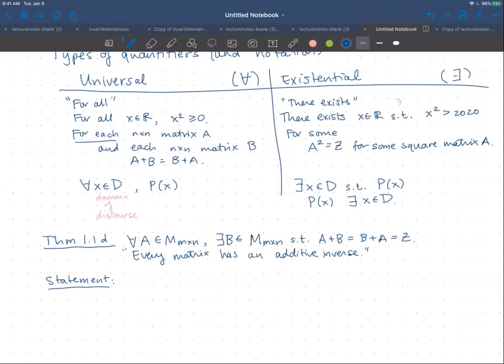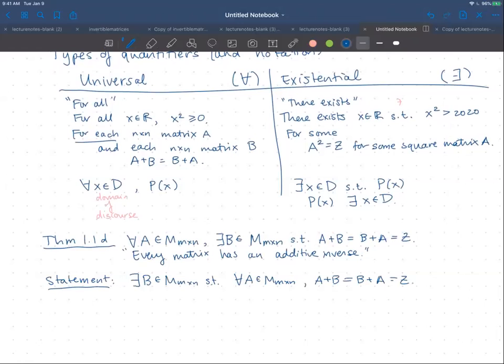That's a little different than what you would see in a formal logic class. In a formal logic class, a proposition is just the same thing as a statement. It could be false. So just beware reading mathematics that proposition typically means true. Anyway, let's take this statement. Let's reverse our quantifiers. There exists B in the set of m by n matrices such that for all A in the set of m by n matrices, A plus B equals B plus A equals the 0 matrix.